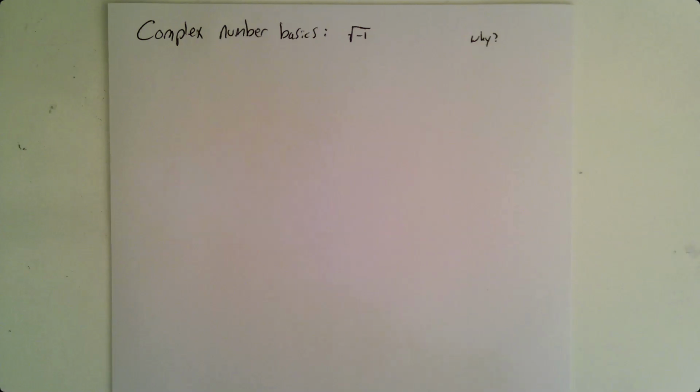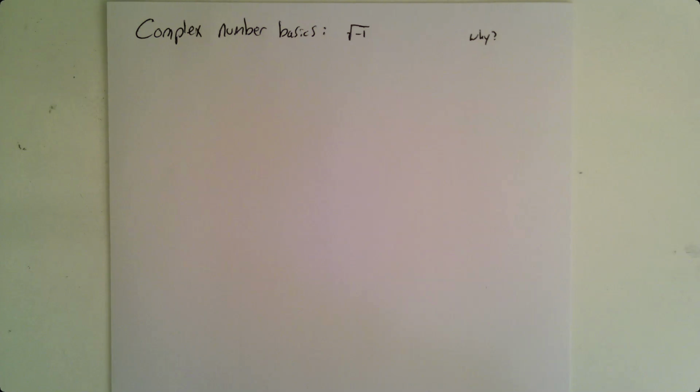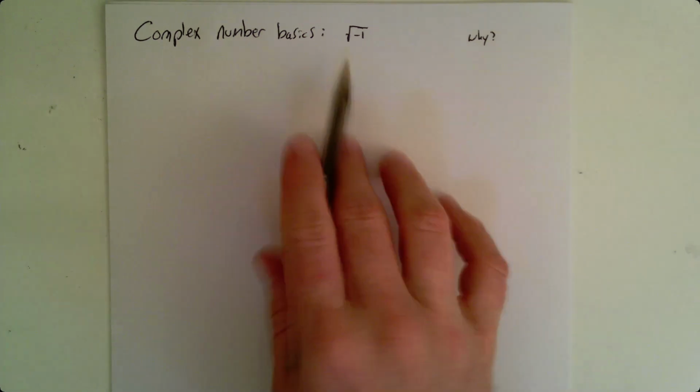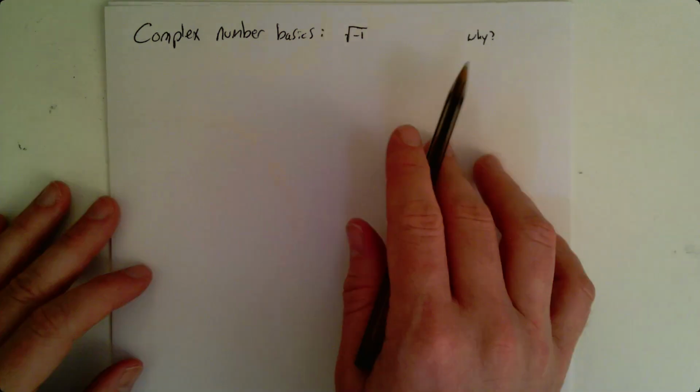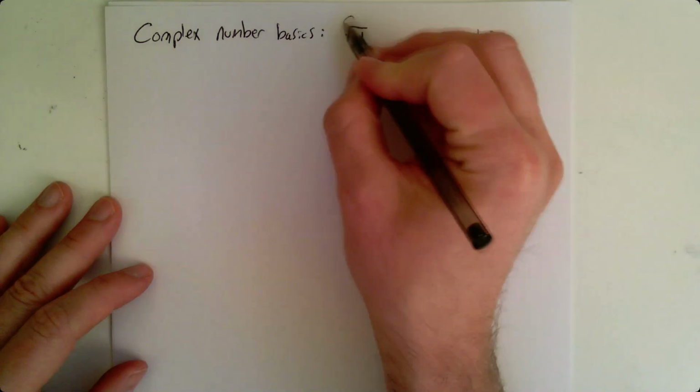Okay, let's recap some of our class discussion about complex number basics. When I asked everybody what they remembered from Algebra 2, everybody remembered square root of negative 1, but that was about it. Why should we treat this as a number?